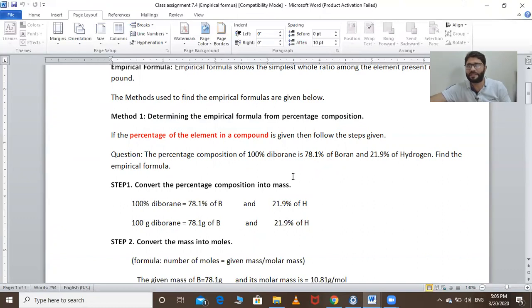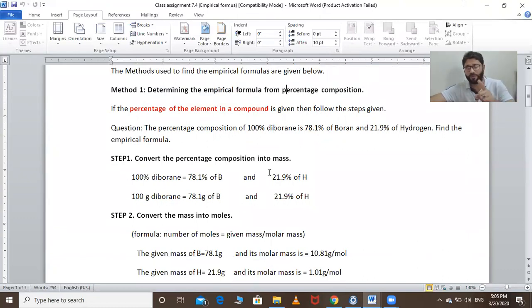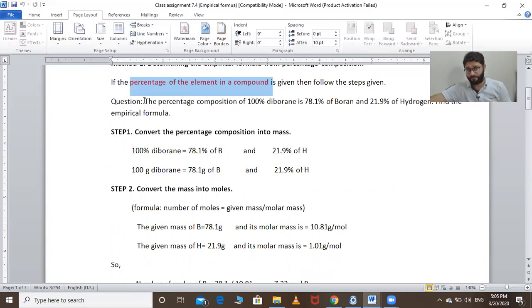So how can you solve it? It needs some steps, and you must follow the steps accordingly. Whatever is mentioned over here, you have to go through it properly. If the percentage of the elements in a compound is given, you have to follow the given steps. For example, the very first question mentioned over here for your guidance states the percentage composition of 100% diboron. We have a compound, the name of the compound is diboron, and it's 100% with us right now. The information given in this question is that this diboron is made up of 78.1% of boron and 21.9% of hydrogen.